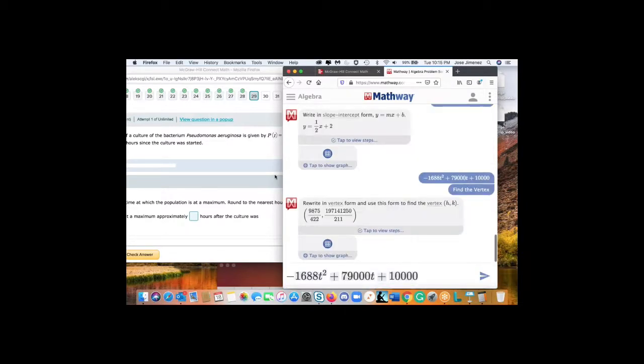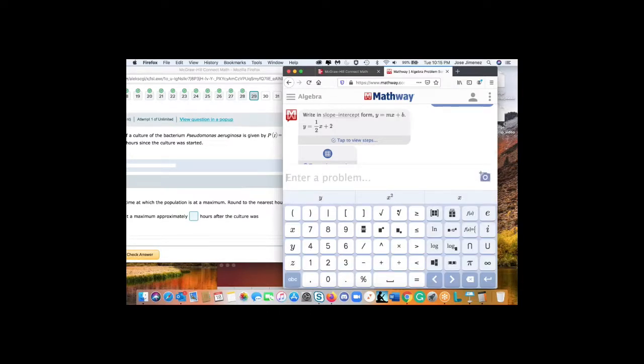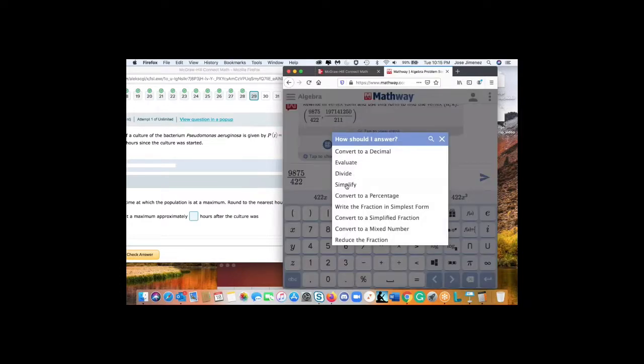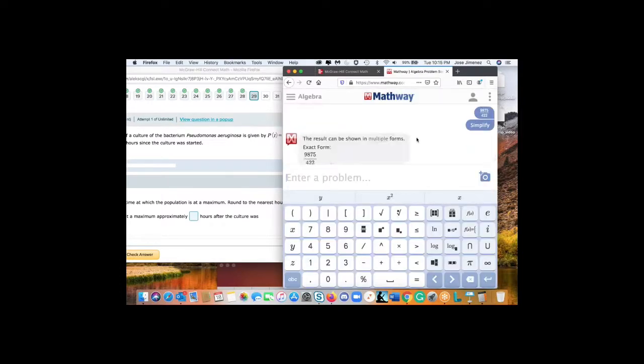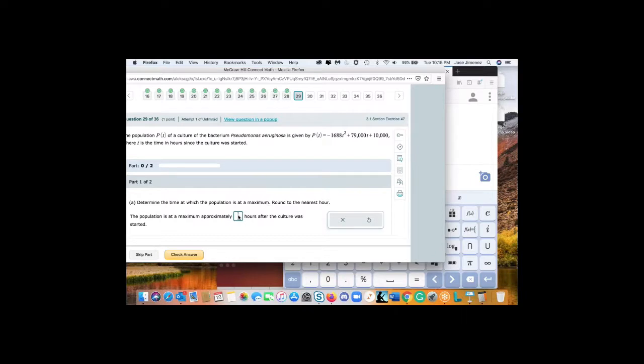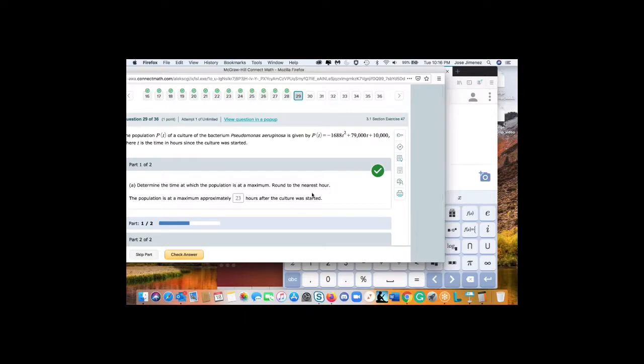But that's not the value for x. I had to divide it. So 98.75 divided by 422 as the time. To simplify or divide, you can say divide. That will give me 23. So 23 is the first. So here the first box will say 23 hours. That will be the time.